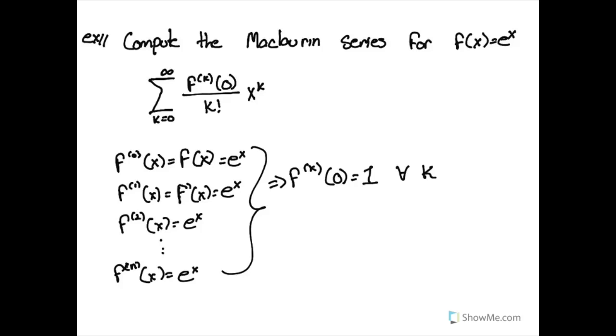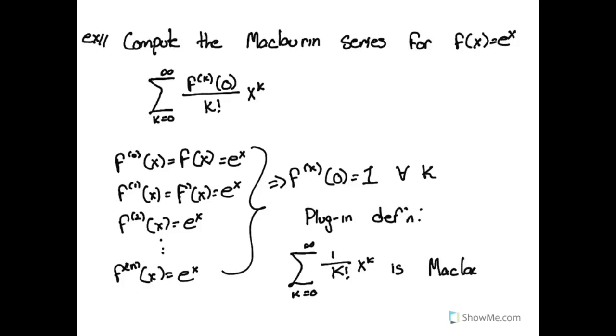So now if I just plug this into the definition, I get the Maclaurin series for f of x is equal to the sum of 1 over k factorial times x to the k. That is the Maclaurin series for e to the x. And this is about as much detail as we're going to get into Taylor series and Maclaurin series. And that's everything for today. Thank you for watching.